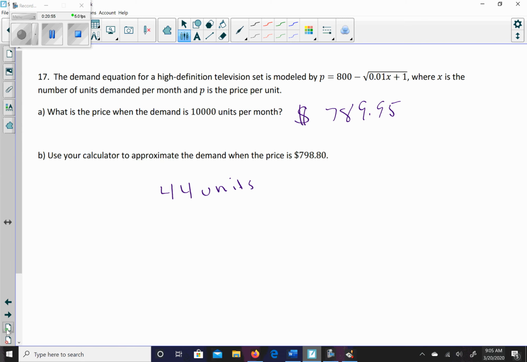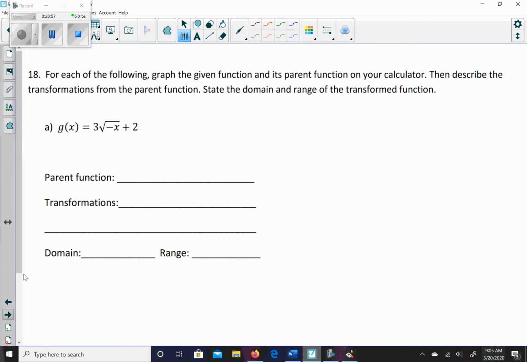Okay, moving on to the next one. The next ones involve transformations. It says for each of the following given functions, find the parent function and graph it on your calculator, and then describe the transformations from the parent function. So right now my parent function is going to be the square root of x. I have 3 transformations on this because there are 3 things different than the square root of x.